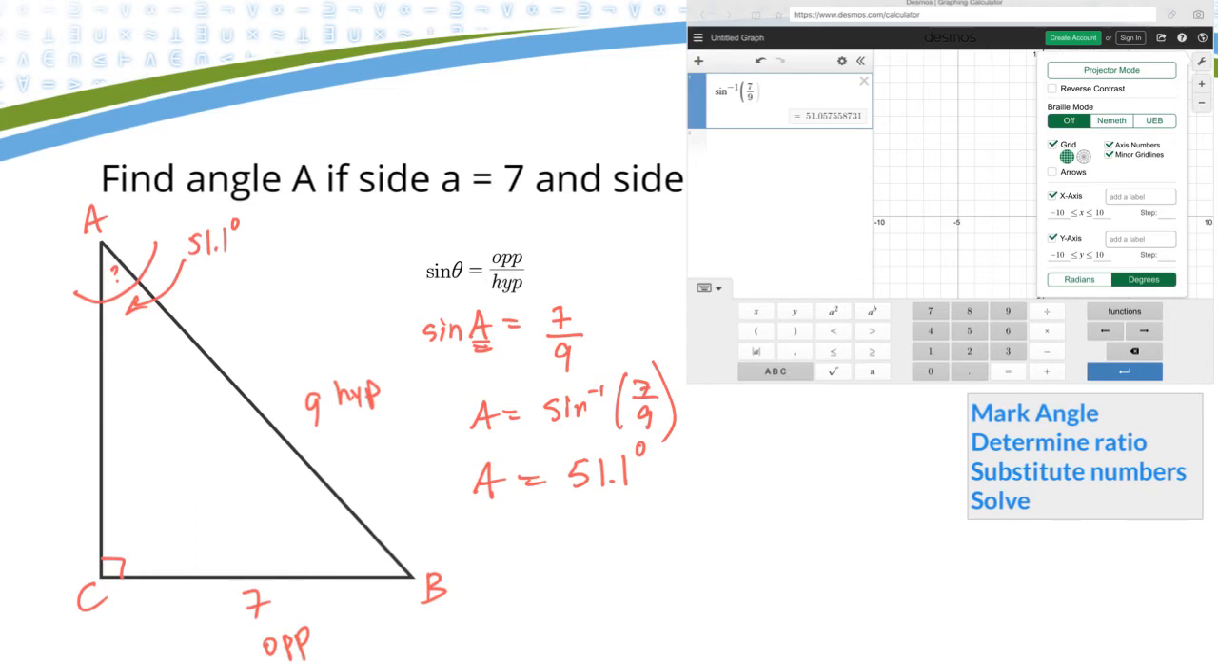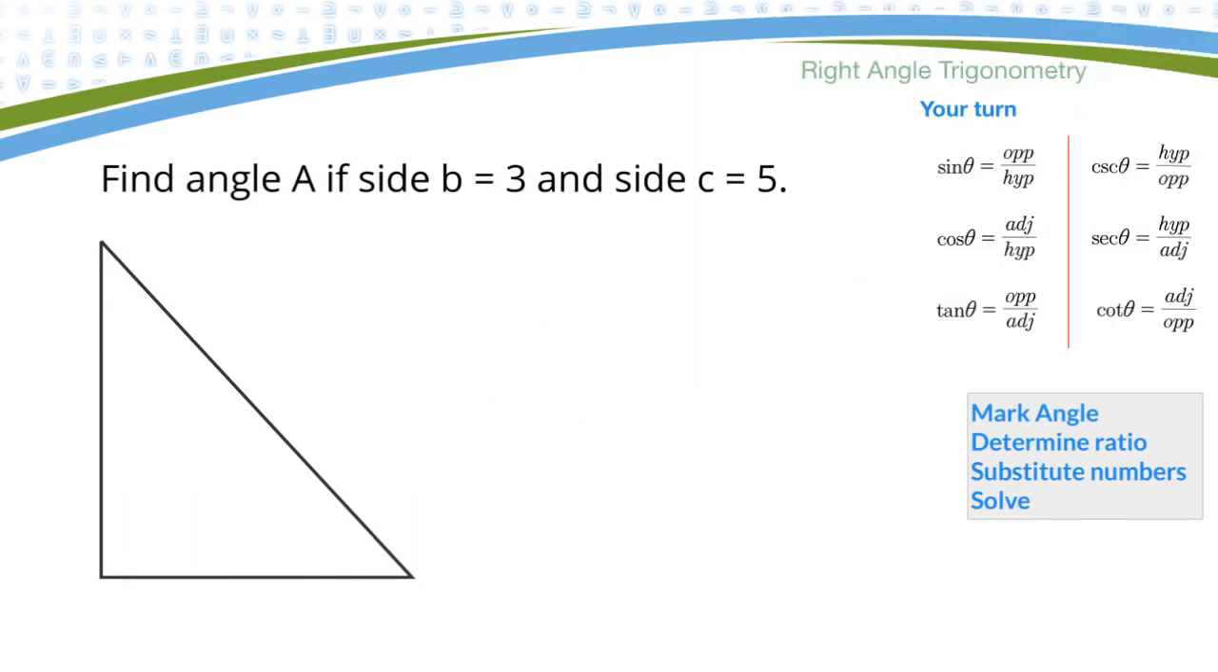Why don't you try one? Go ahead and find, again, angle A, given that sides B and C are those. Press pause, press play when you think you've got it. Okay, this is angle C. We'll do a B here and an A there. They want us to find angle A again. They say side B is 3 and side C is 5.